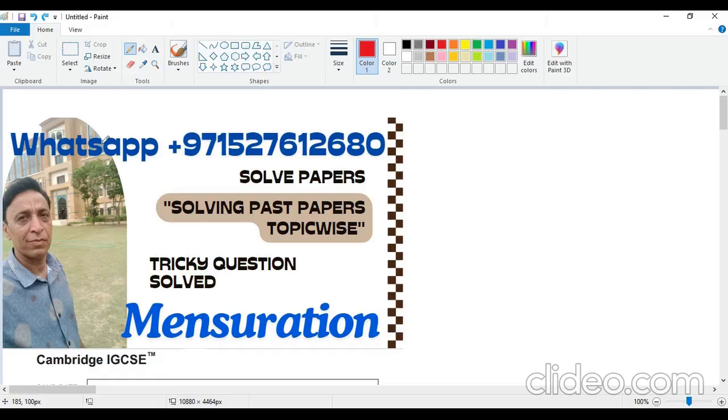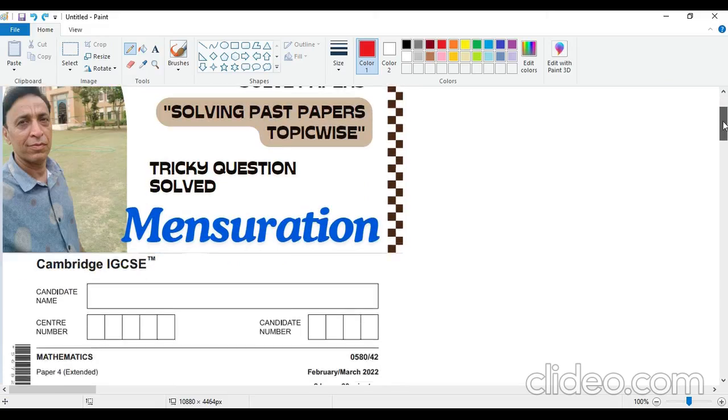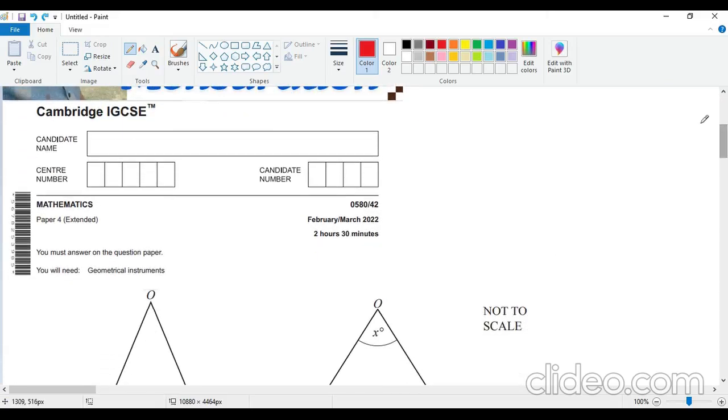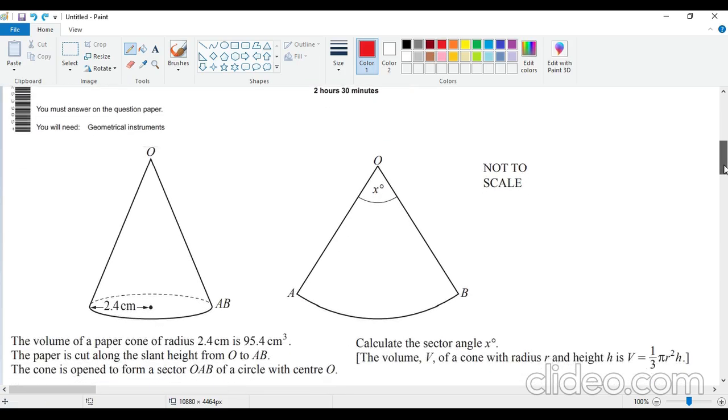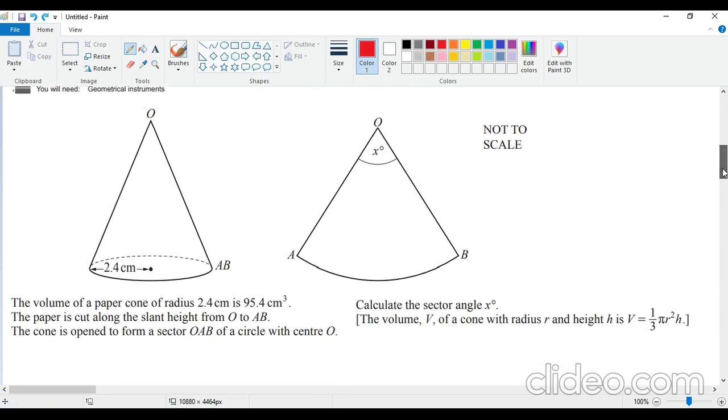Today's topic is about mensuration, and the paper I have selected is paper 4, 0580/42 is the reference, taken from February/March 2022. This is a 6 marks question, which means a lot of working should be there for the examiner to give you marks.